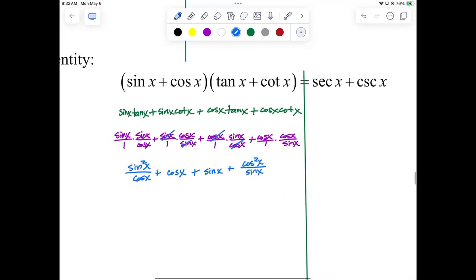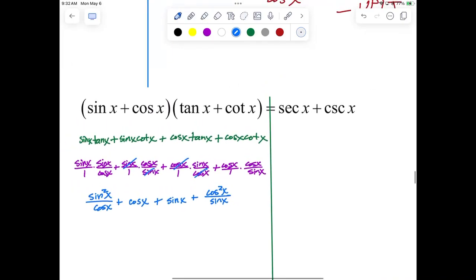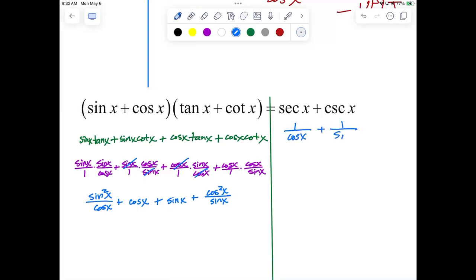Ugh, did that help me? No, but here's what I do know now. I know that everything on the left is in terms of sine and cosine. If I'm trying to match it up to the right-hand side now, would this be a good time to jump to the right-hand side and put it in terms of sine and cosine? So I can start comparing apples to apples? Yeah, I would. This is where I would jump to the other side. Secant is 1 over cosine, plus cosecant is 1 over sine.